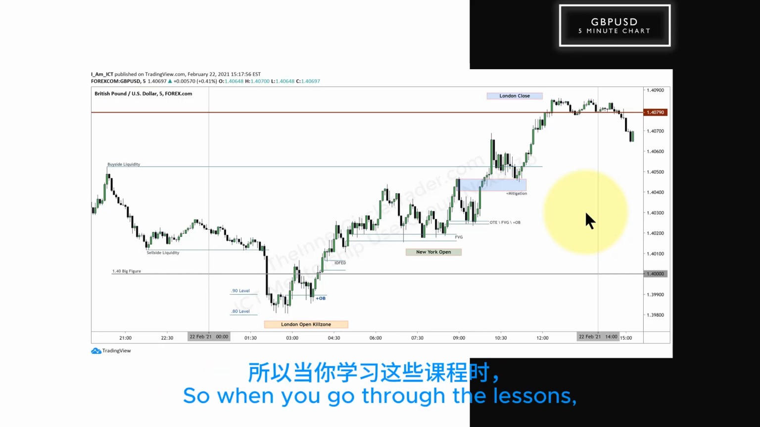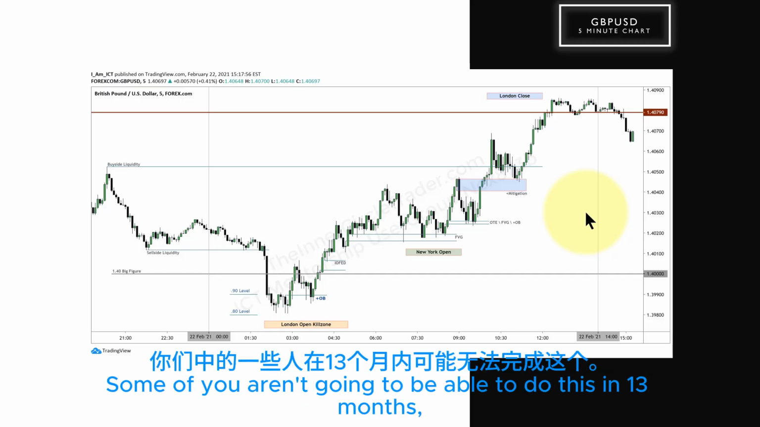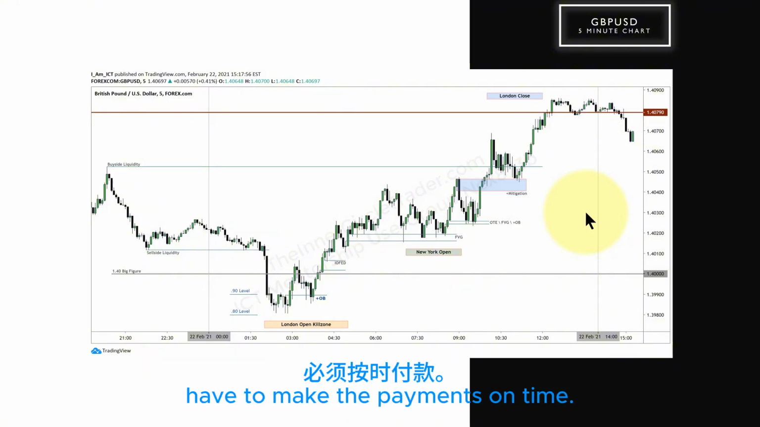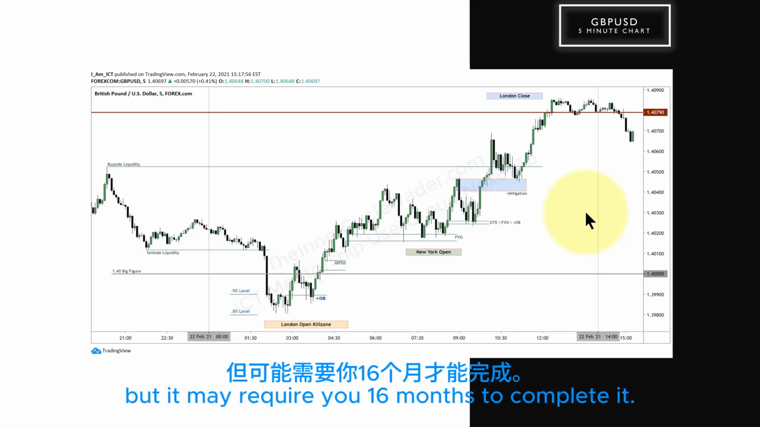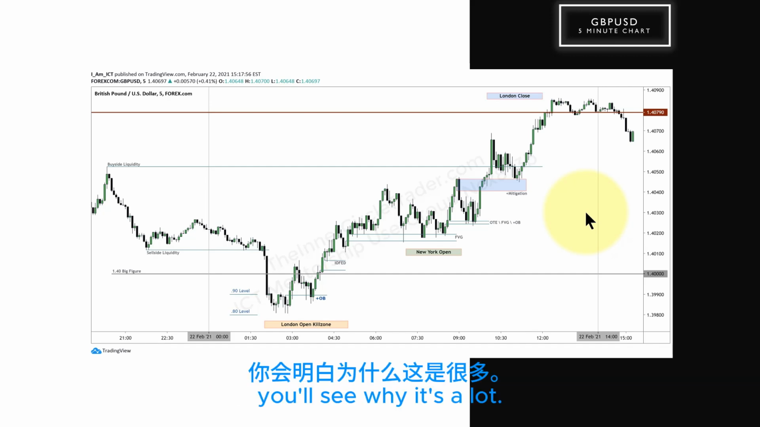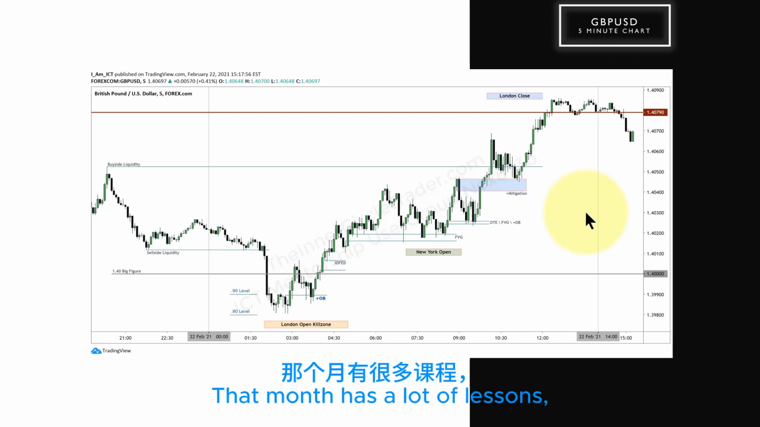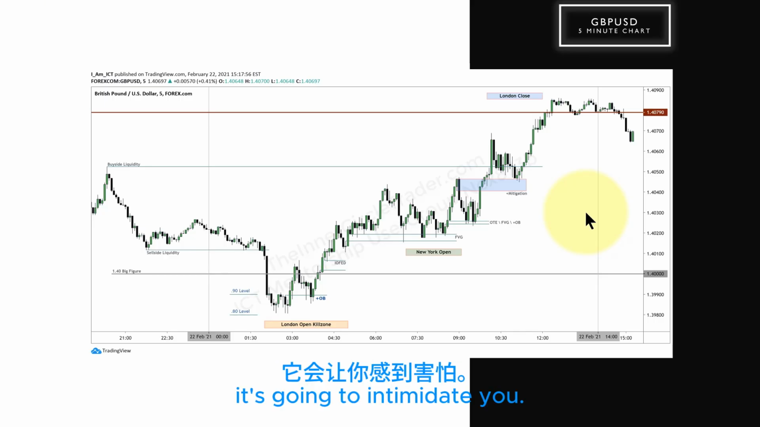So when you go through the lessons, pace yourself. Some of you aren't going to be able to do this in 13 months, okay? You have to make the payments on time. That's part of the terms. But it may require 16 months to complete it. And when you get to month 5, you'll see why. It's a lot. That month has a lot of lessons, way more than any other month. And it's going to intimidate you.